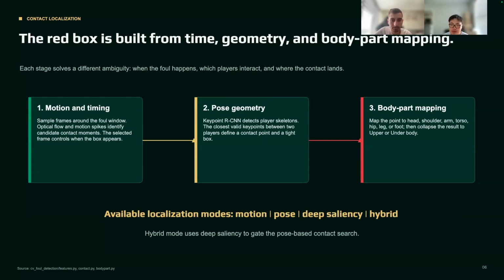The implementation also supports several context sources. Motion is a classical fallback. Pose uses skeleton proximity. Deep mode uses occlusion saliency from the full model. Hybrid mode uses saliency to restrict the pose search to the region that influences the model. It makes the pipeline flexible, but it also creates several possible sources of localization error.